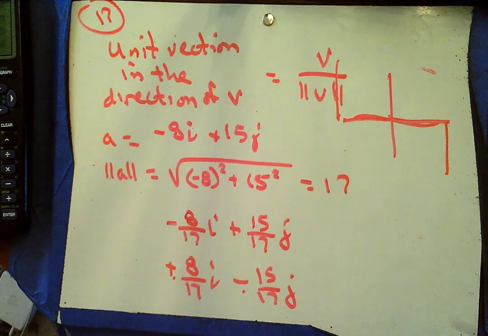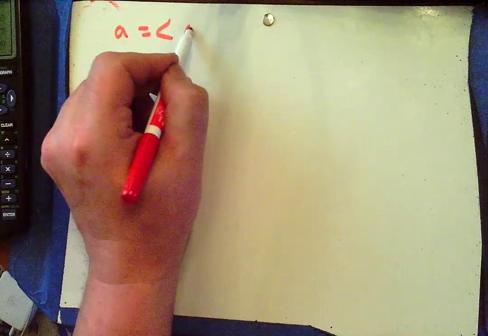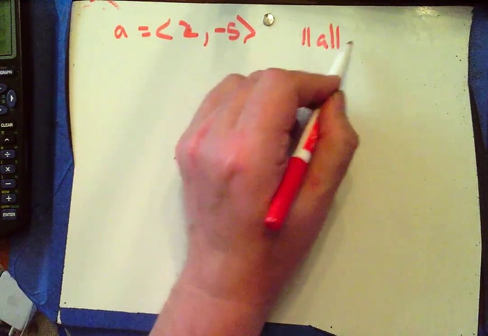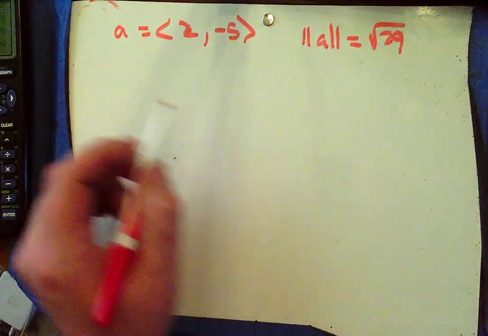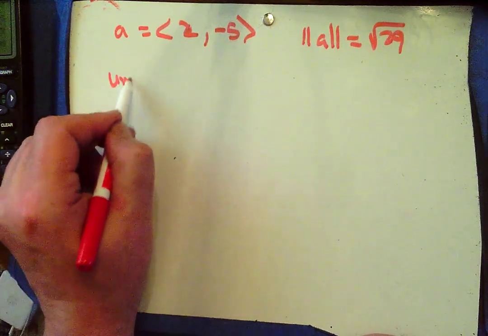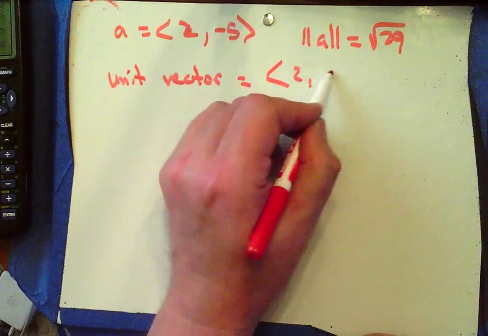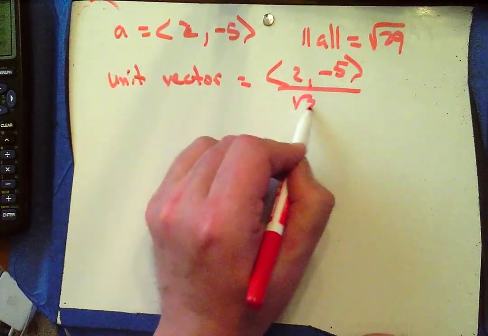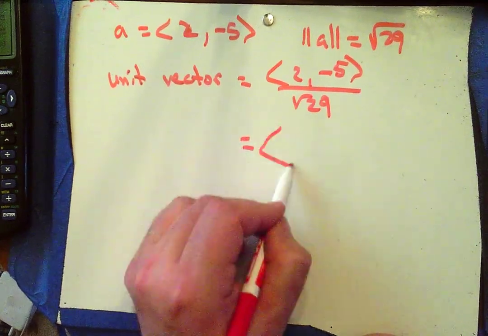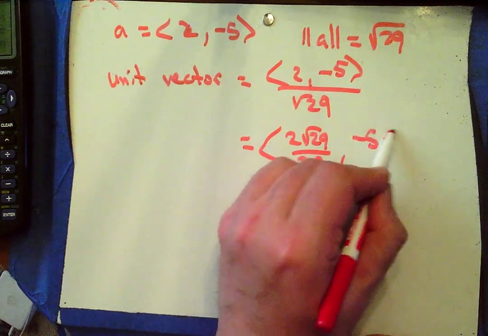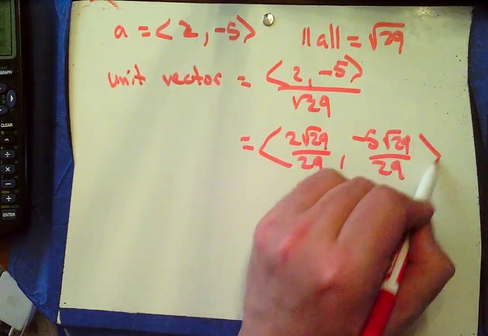Problem number 18 is a little more of the same. We still want to use V over magnitude of V, or in this case, A over magnitude of A. We've got 2, negative 5. The magnitude of A is going to be the square root of 29. And so then the unit vector would be 2, negative 5 over root 29, which would be 2 root 29 over 29, negative 5 root 29 over 29.